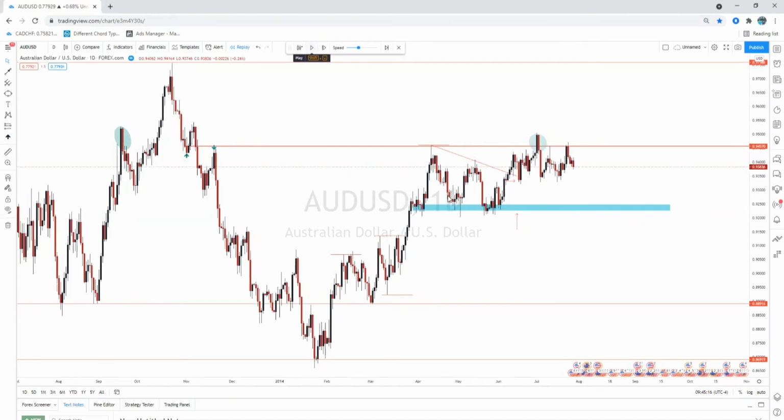Okay, let me do this. Let's wait for a breakout of this low. So I want to remove trend lines because I don't use trend lines. And yeah, I think if I do it like this, it's going to be more clear.